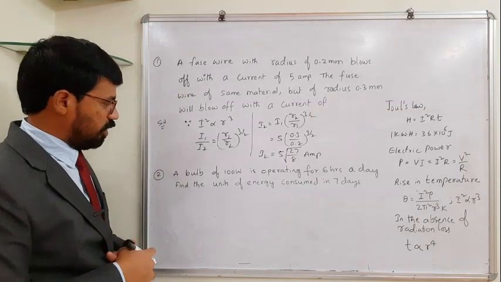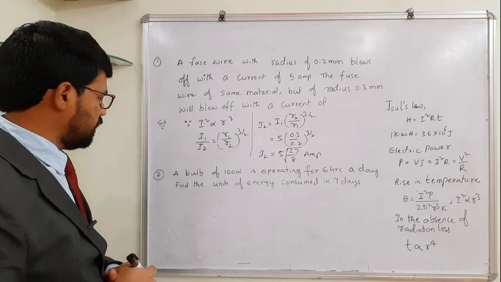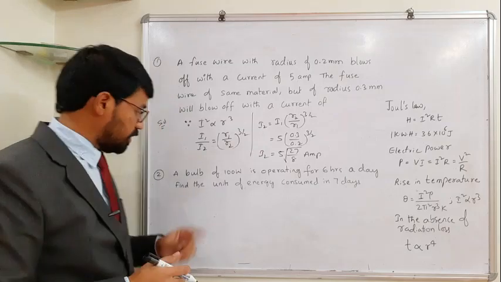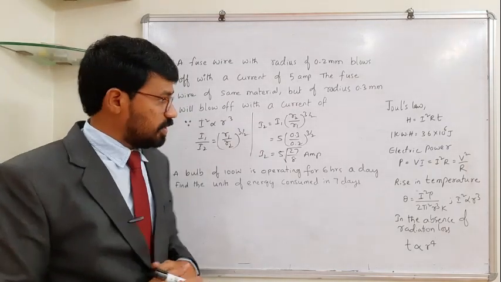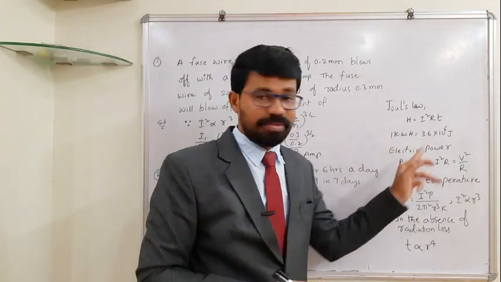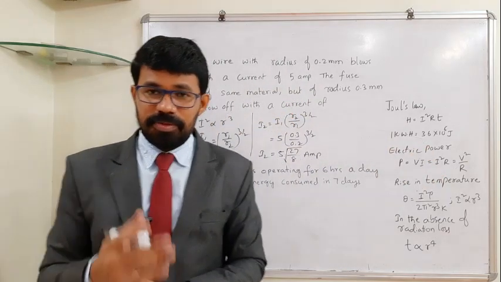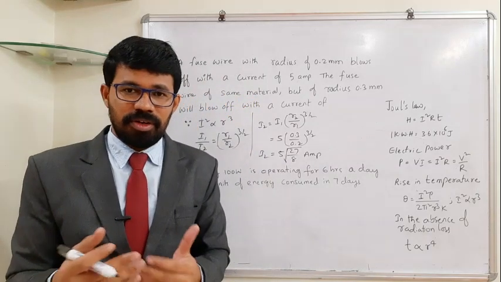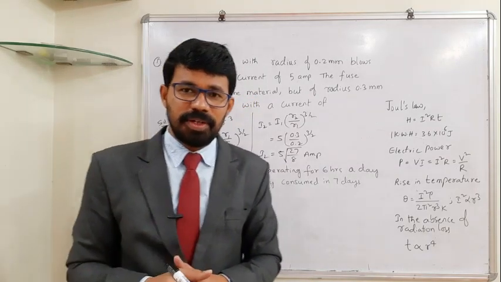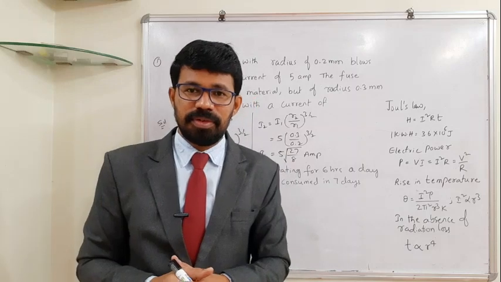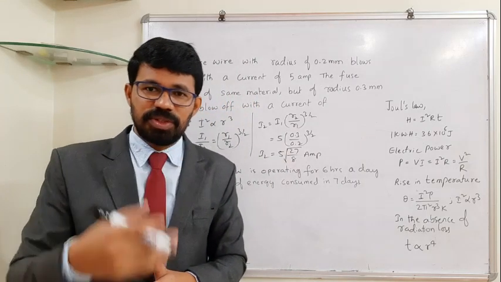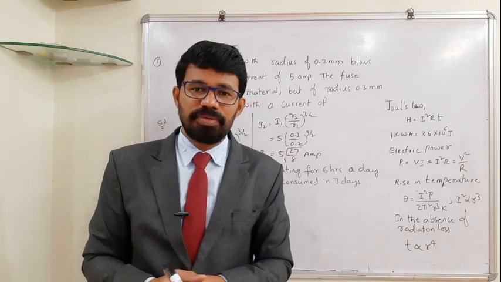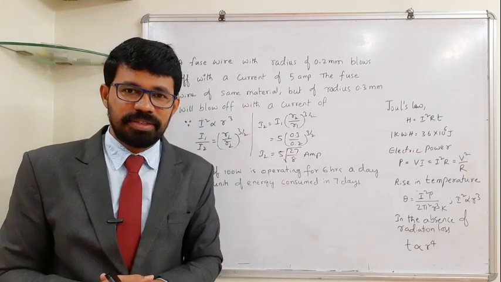A bulb of 100 watt is operating for 6 hours a day. Find the unit of energy consumed in 7 days. He is asking about the unit of energy. Remember students, the unit of energy is the kilowatt hour. Whatever power consumption is there in your houses is also measured in terms of units. We very often say how many units of current consumption there were in this month. When you see the electrical bill, that's what you will be looking for: how many units of consumption we had in the last month.